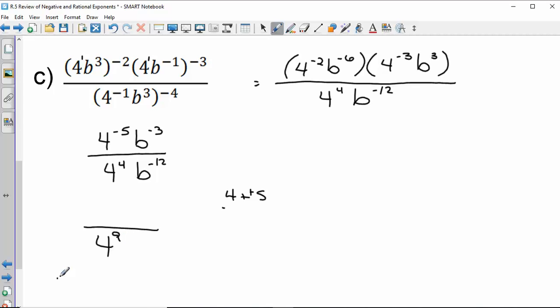My b's, negative 3 or negative 12, what's bigger? So it's going to stay on the top, and you're going to do negative 3 minus negative 12. So negative 3 plus 12, which is 9. If you wanted, you could multiply out 4 to the 9th. I don't really care which way we leave it. Questions there?